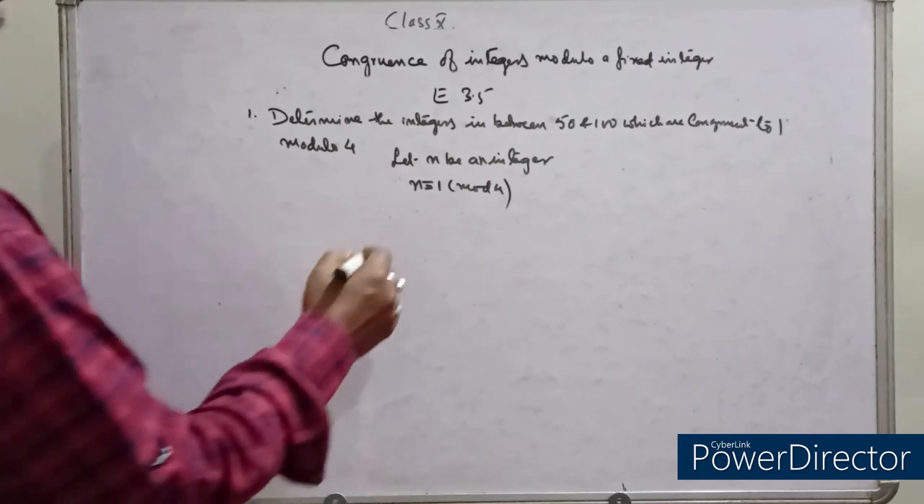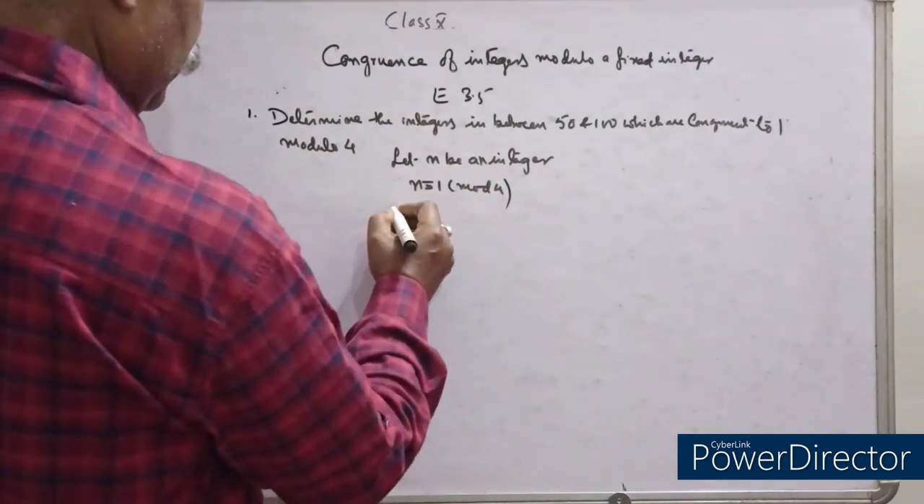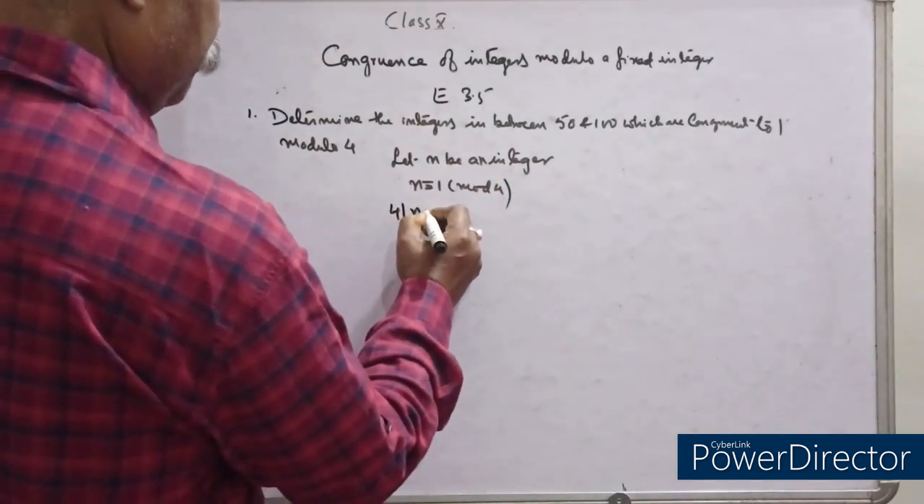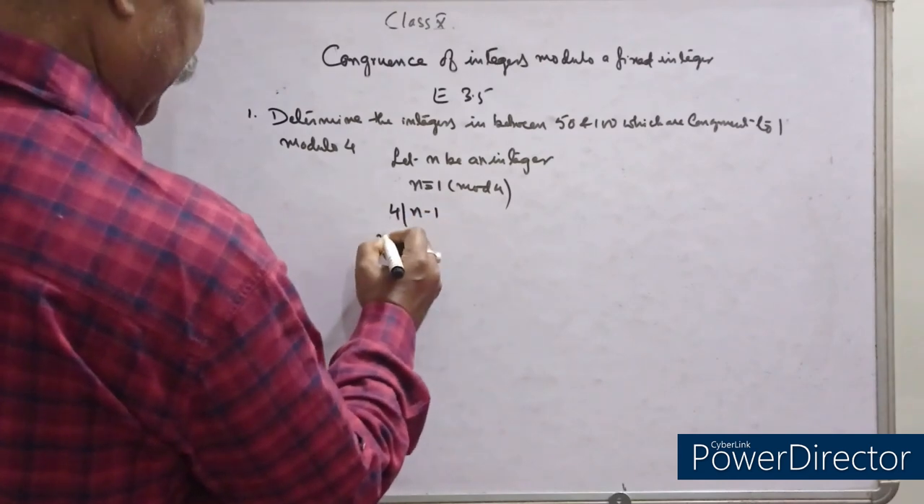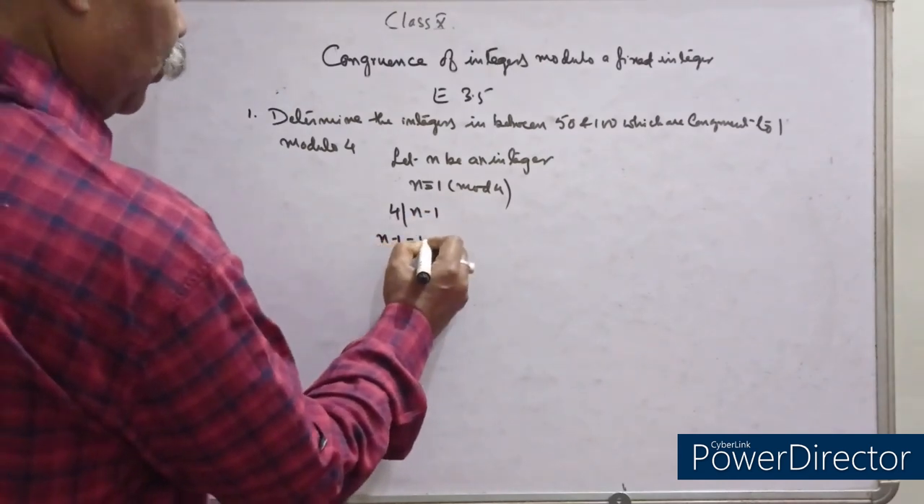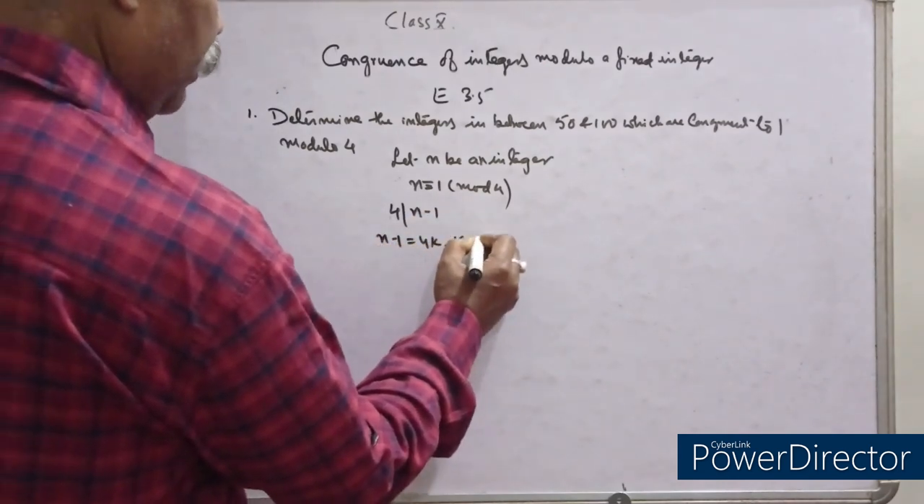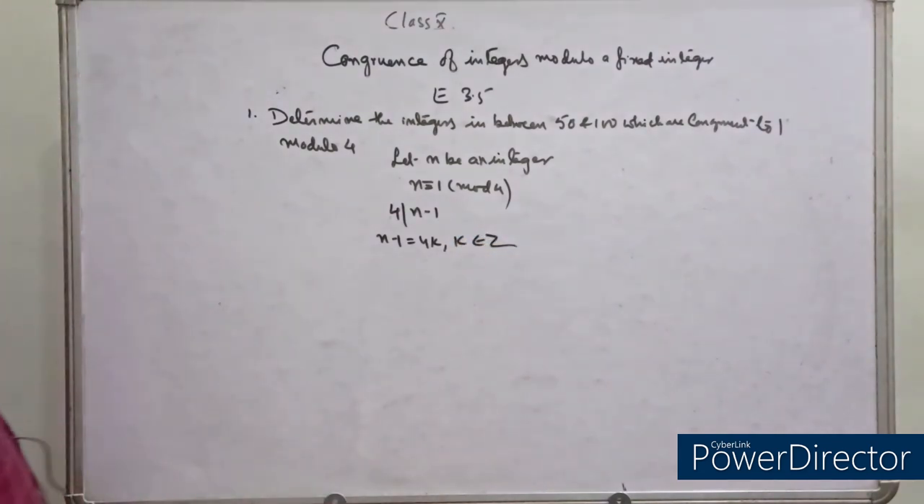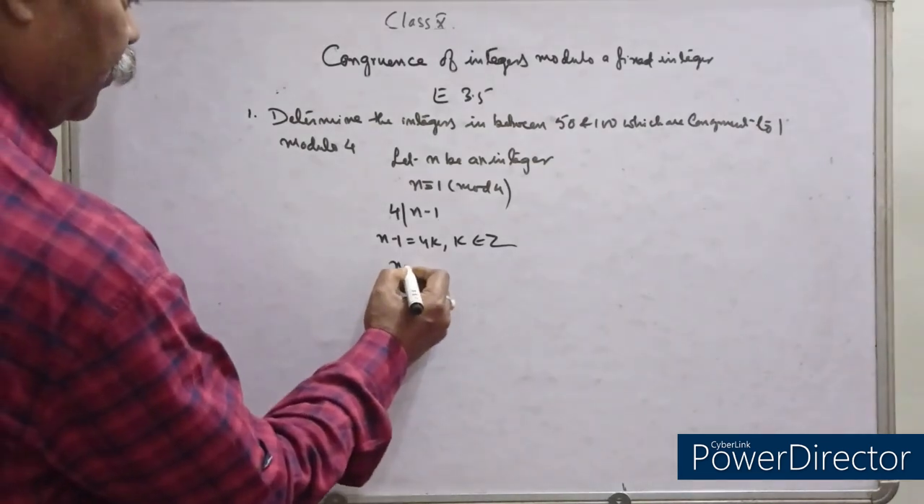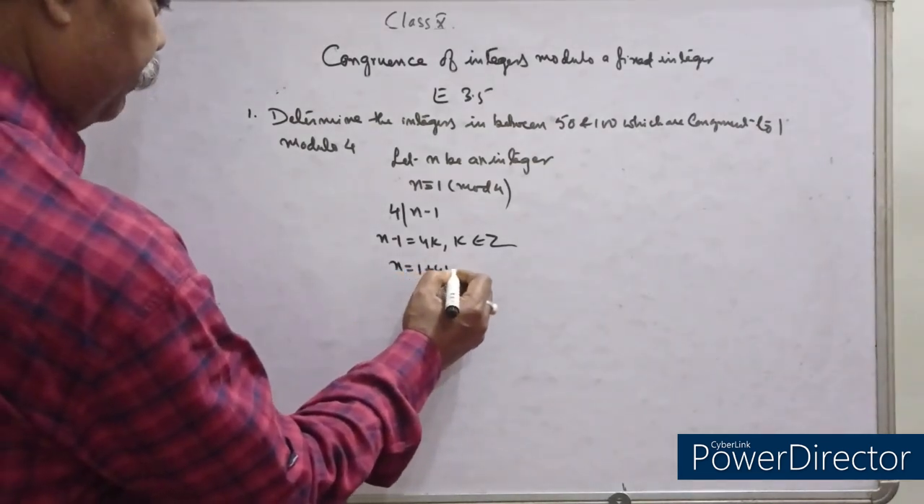So now, as per your definition, 4 divides n minus 1, that means n minus 1 is equal to 4k, where k belongs to the integers Z. So now, your n is equal to 1 plus 4k.